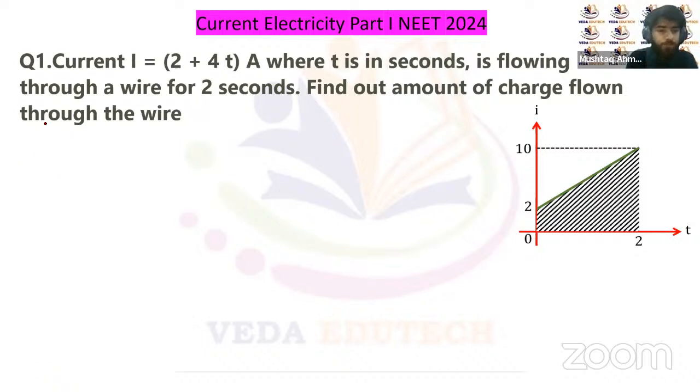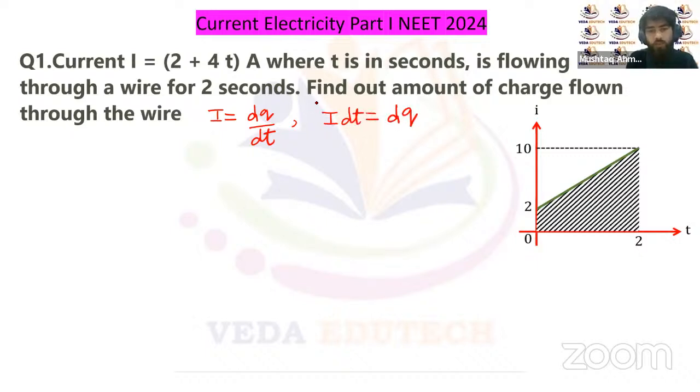So we know that current is defined as the rate of change of charge per unit time, or I = dQ/dt. Now we have to find the amount of charge flowing through the circuit, so we can write I dt = dQ.